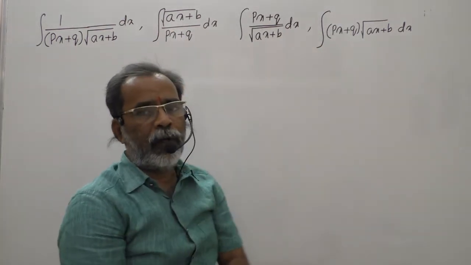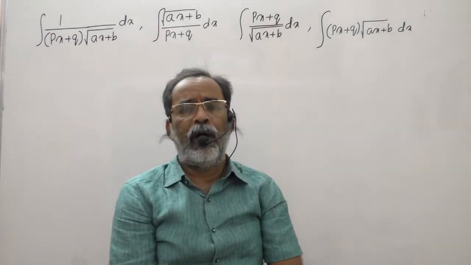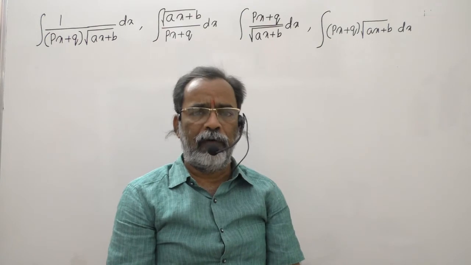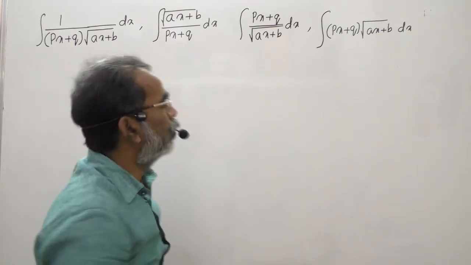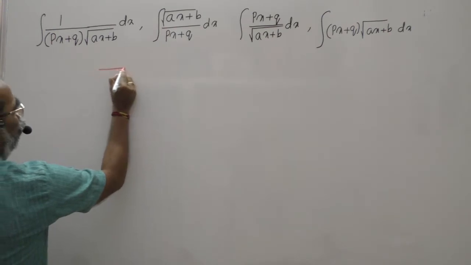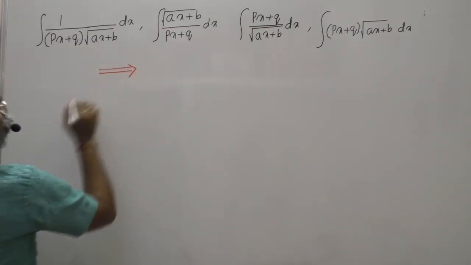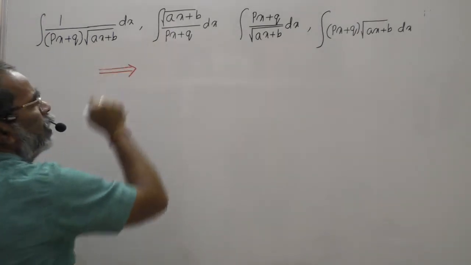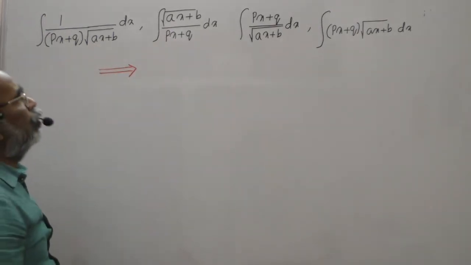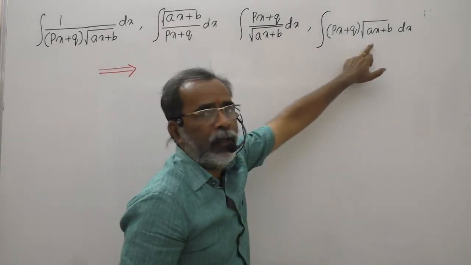So if this type of integrands are given, how to solve this? How to find the integrals of these? There is a procedure for all the 4. What is the procedure? Very simple. Which linear factor is inside the root? Ax plus b.